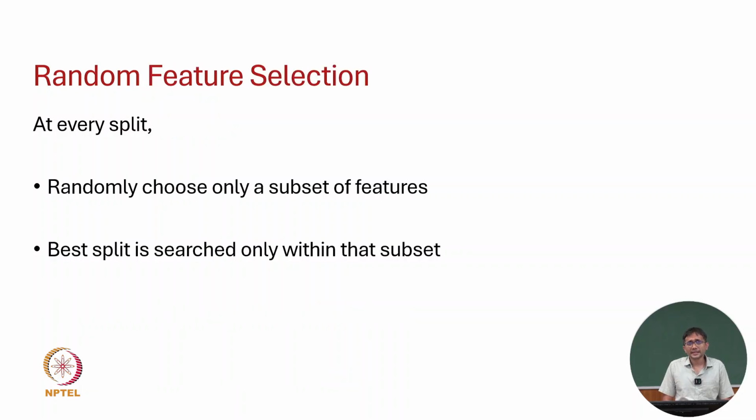Now, the other important aspect is random feature selection. At every split, randomly choose only a subset of features. The best split is searched only within that subset. So let's say you have 10 features, and it could always be the case.